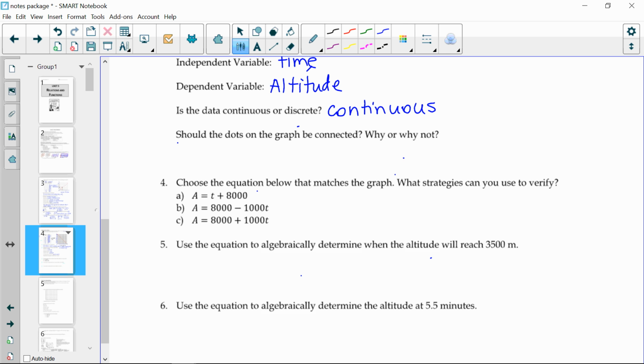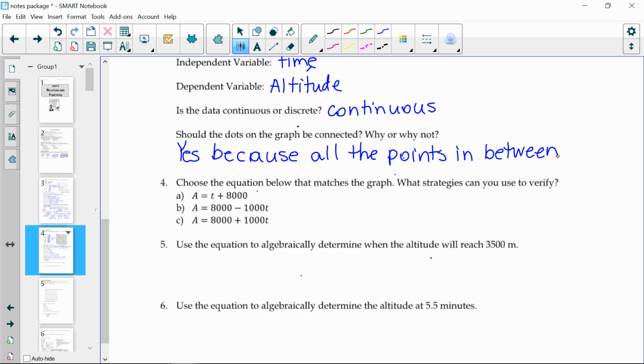So, yes, points should be connected because all the points in between make sense.